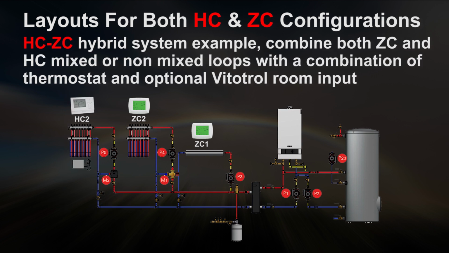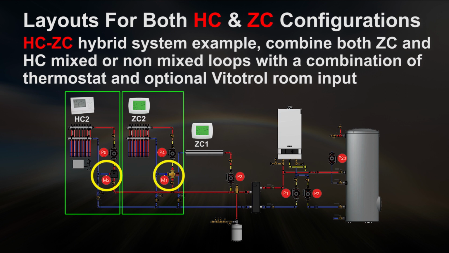A heating circuit zone circuit hybrid system example will combine both zone circuits and heating circuits, mixed or non-mixed loops, in a combination with thermostats and optional Vitotronic room inputs. Heating circuit 2, because it's 100% mixing, provides 100% control of the downstream temperature. Zone circuit 2, the thermostatic mixing valve, only provides a maximum limit temperature for the loop.